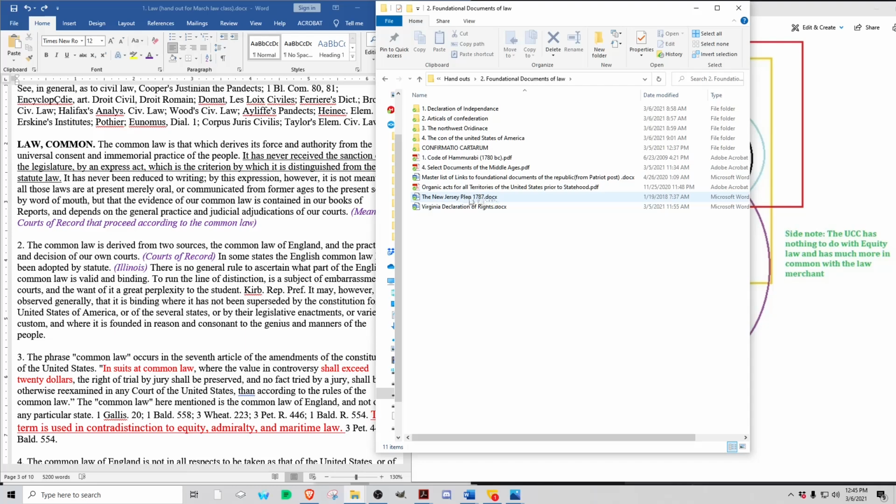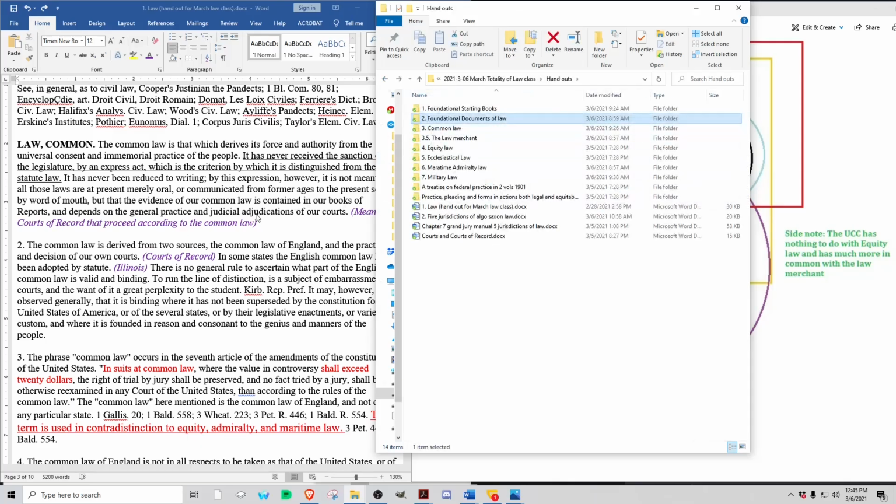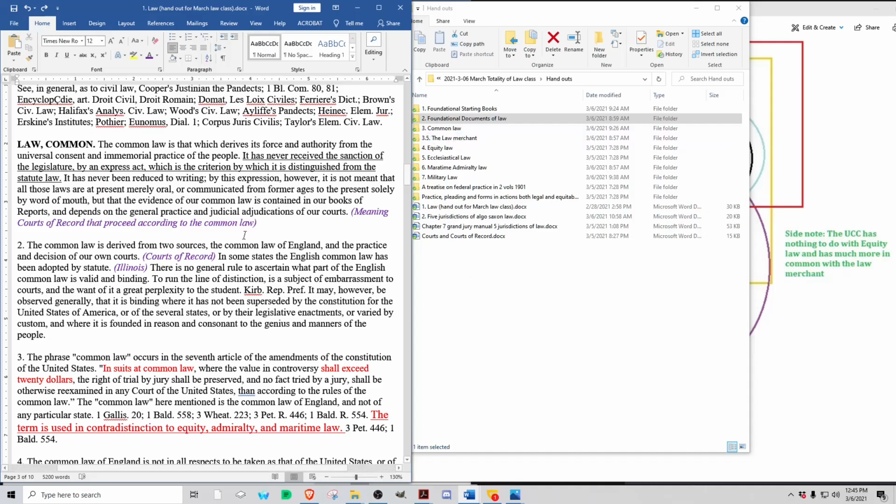And the New Jersey plan, which was their aspect of what they were going to do for their Constitution, and the Virginia Declaration of Rights, which I've always found to be one of the most powerful state rights declarations that exist in any of the colonies, and that's probably because Jefferson wrote it. So anyway, that's just the foundational documents. We'll get into some of that later, but I just wanted to note that the foundational documents are in there. And so anyway, back to common law.